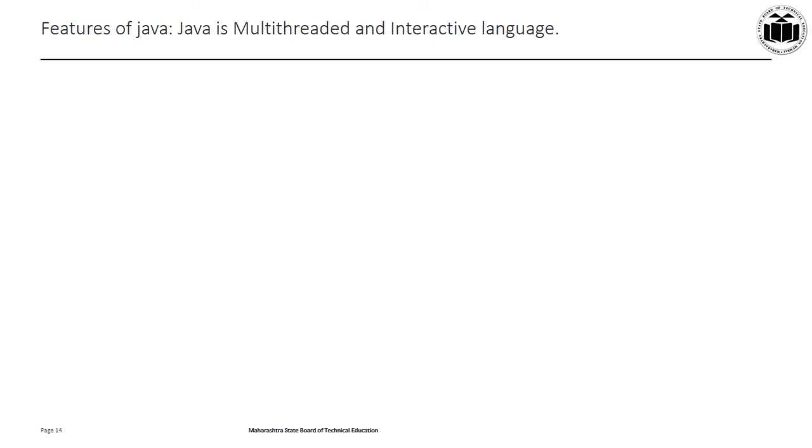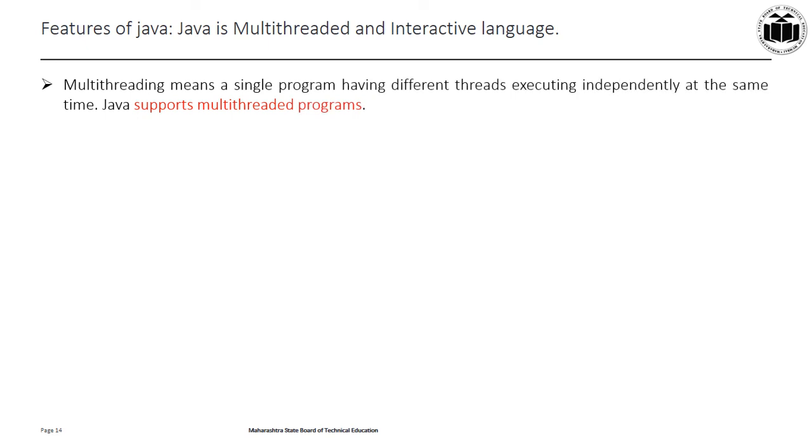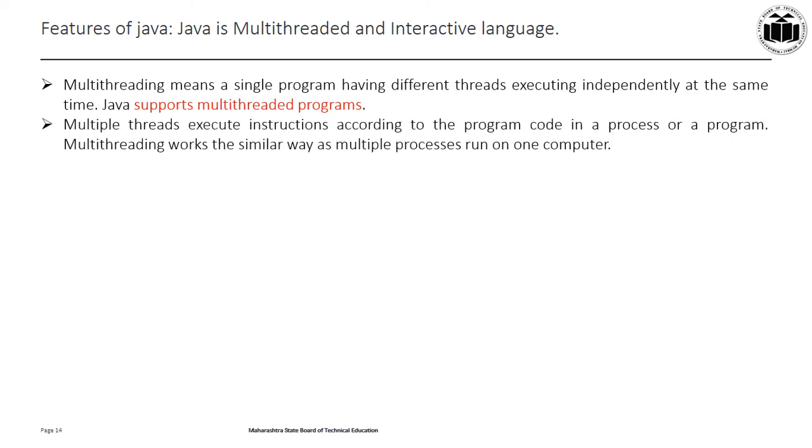Our next feature is multi-threaded and interactive language. Multi-threading means a single program having different threads executing independently at the same time. Java supports multi-threaded programs. Multiple threads execute instructions according to the program code in a process or in a program. Multi-threading works in a similar way as multiple processes run on one computer.